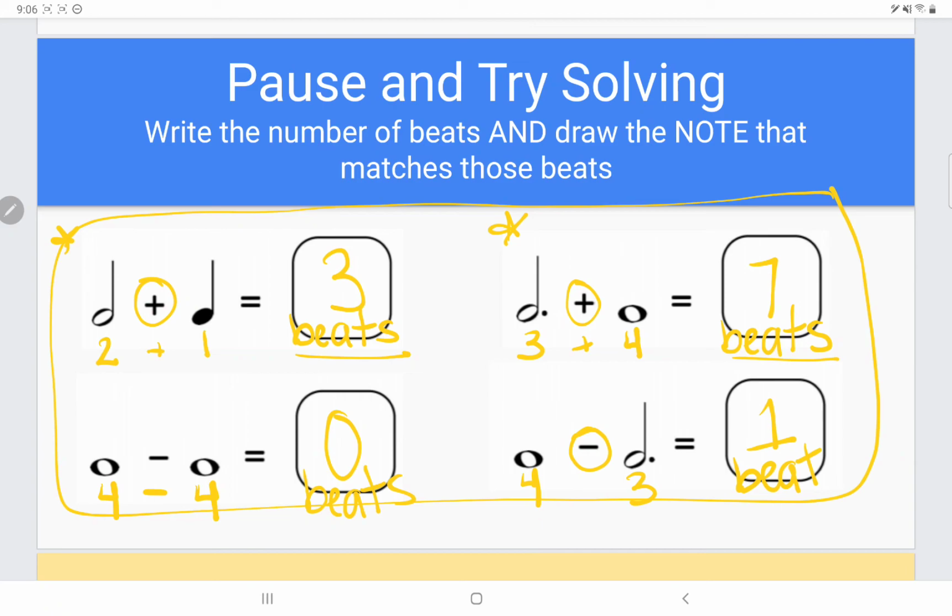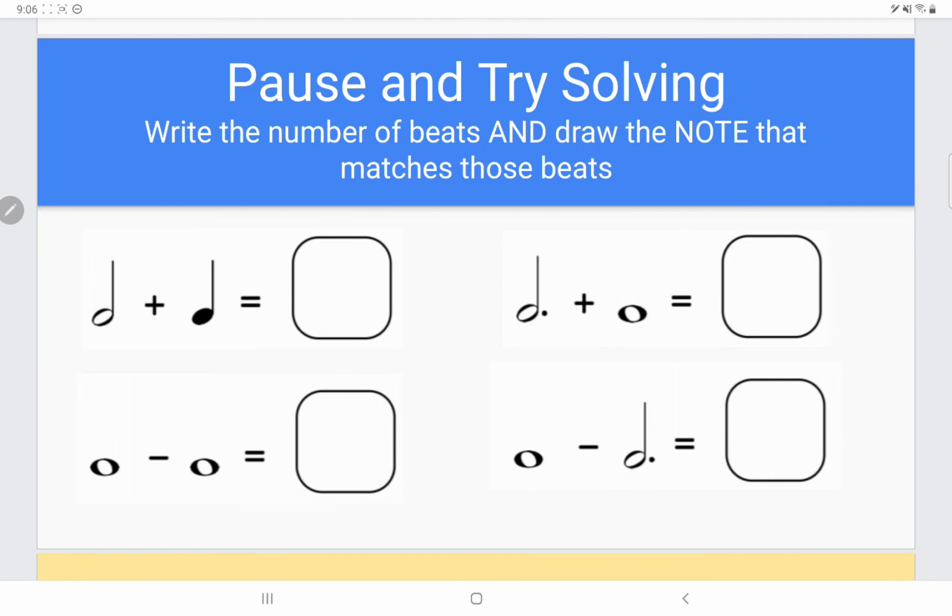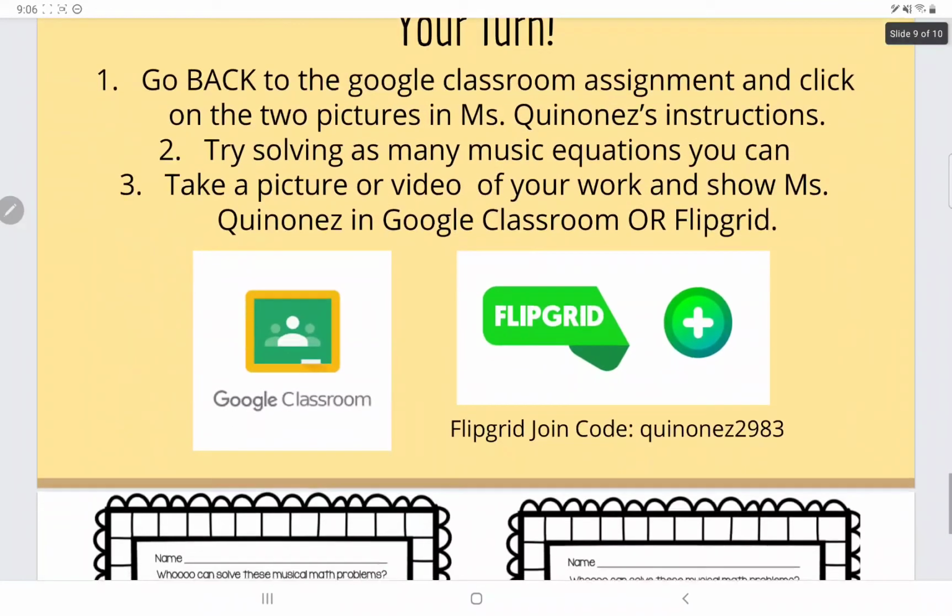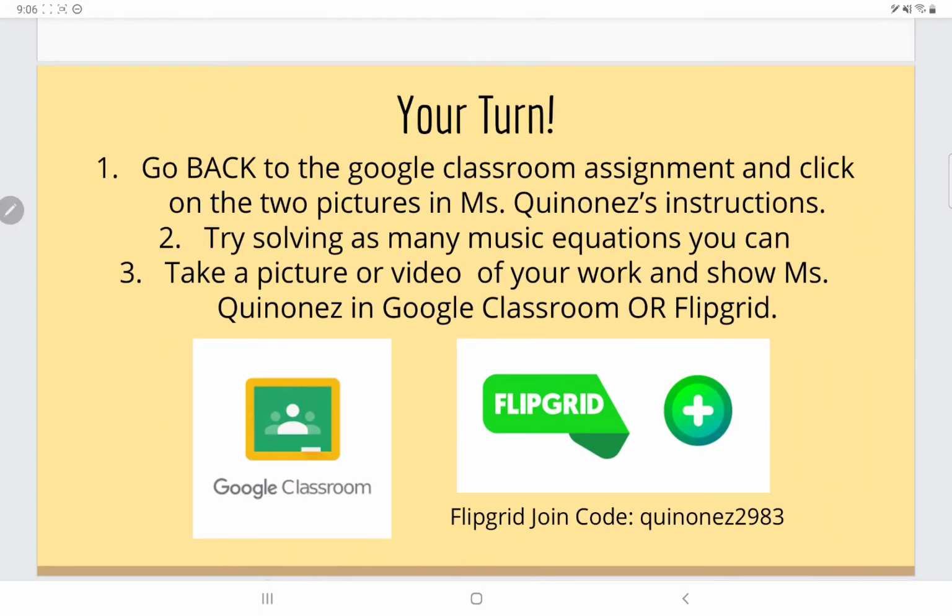Okay, scholars, this is kind of what we're going to be doing today and what you will be doing in your homework. So let's look at what your homework actually is. What I need you to do, scholars, is go back into Google Classroom. Since the pages didn't really fit in our PowerPoint today, click on the 2 pictures that I put in the instructions for today's assignment. They're going to be music pages that have these music equations on them.